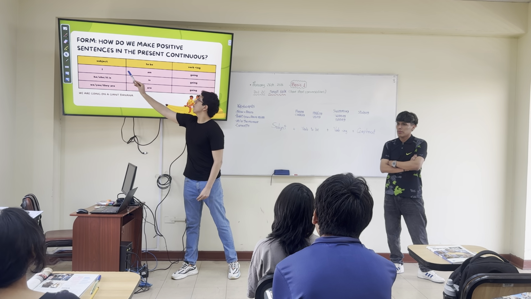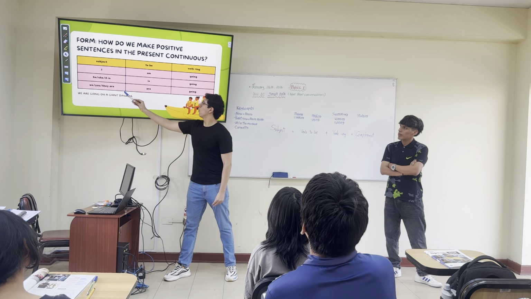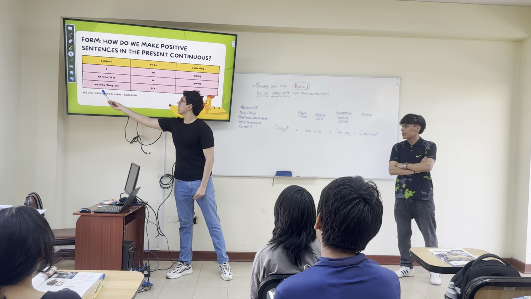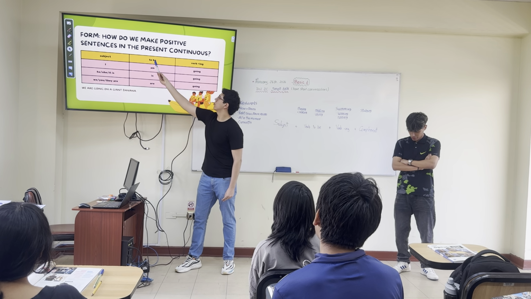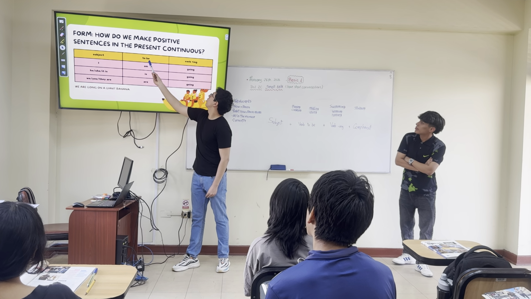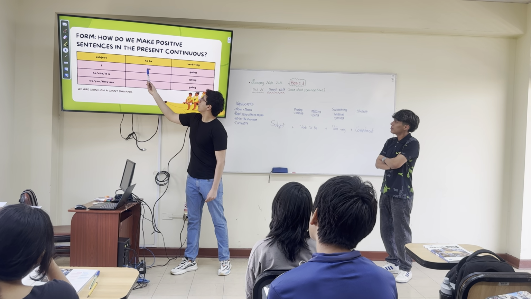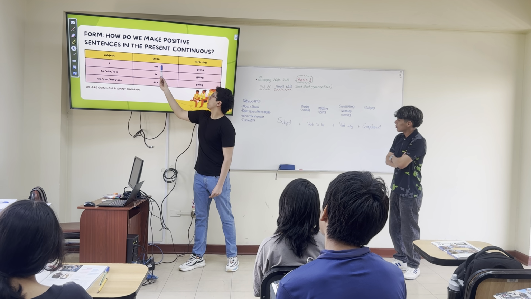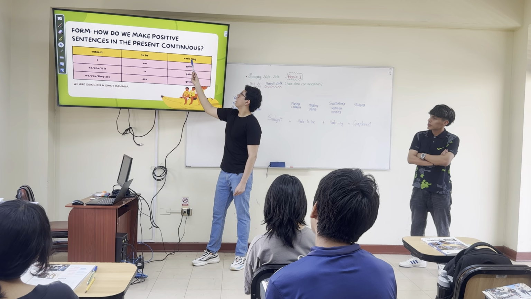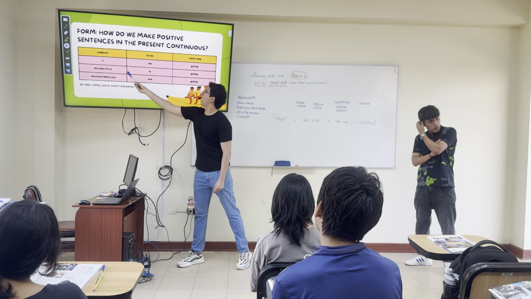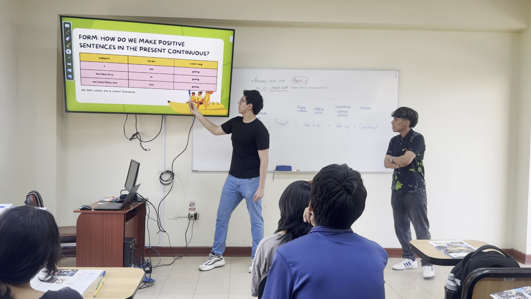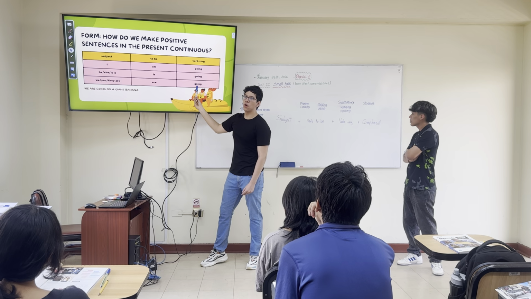When you say I, the verb to be is gonna be am. When you say he, she, or it, the verb to be is gonna be is. When you say we, you, or they, the verb to be is going to be are. Okay? So those are the verb to be. When we use the verb to be, after we write it down, we're going to add our verb with ing. For example, I am going. He is going. We are going.